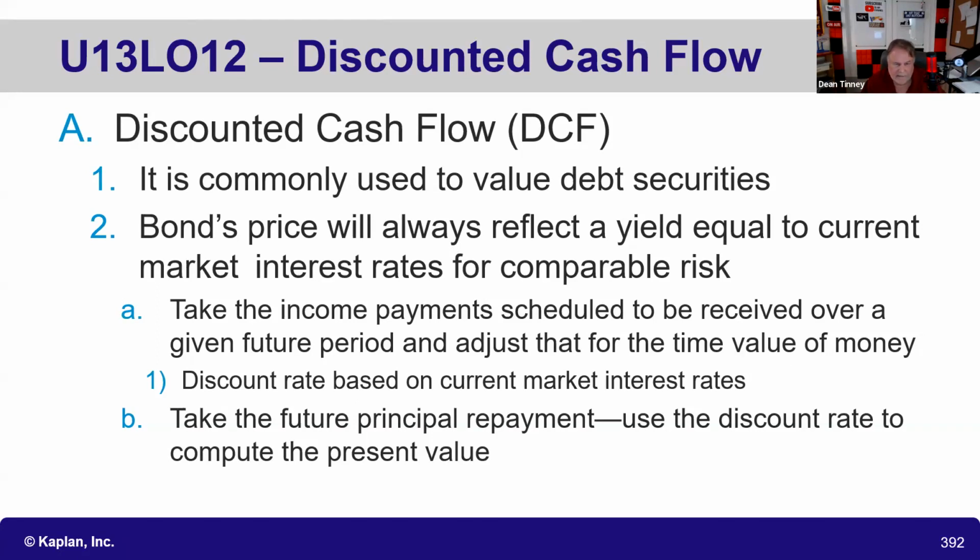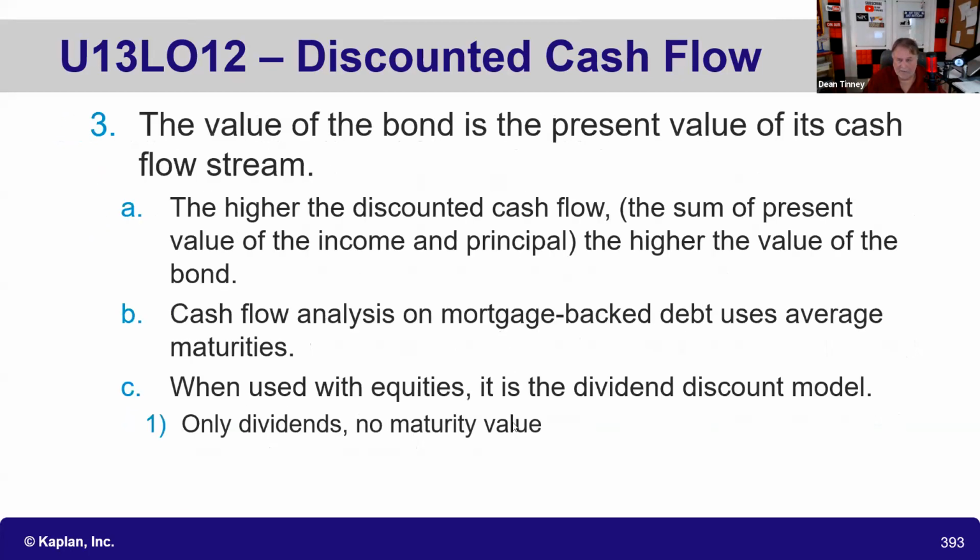In other words, we're comparing not apples to oranges, but apples to apples. As we said, we take the income payments scheduled to be received over a given future period, and we adjust them for the time value of money. Money in the near future or in the present is always worth more than money in the future. We take the future principal repayment and we discount it to get present value. Based on that present value, we decide whether it's a good deal or not so good a deal. We're not going to ask you to do this math on the test. We're just going to ask you to recognize it.